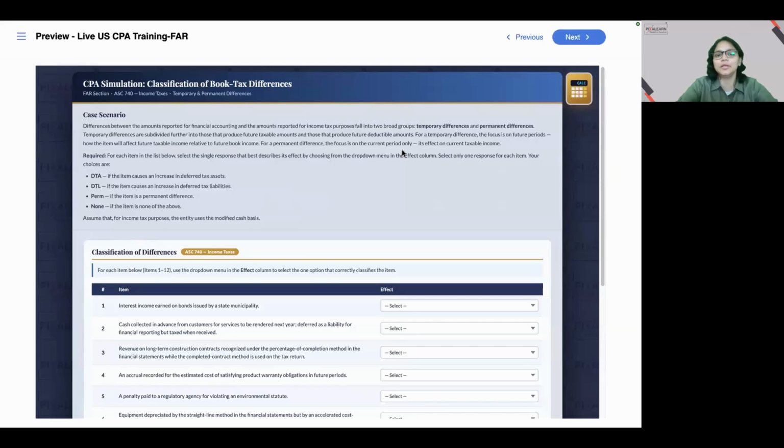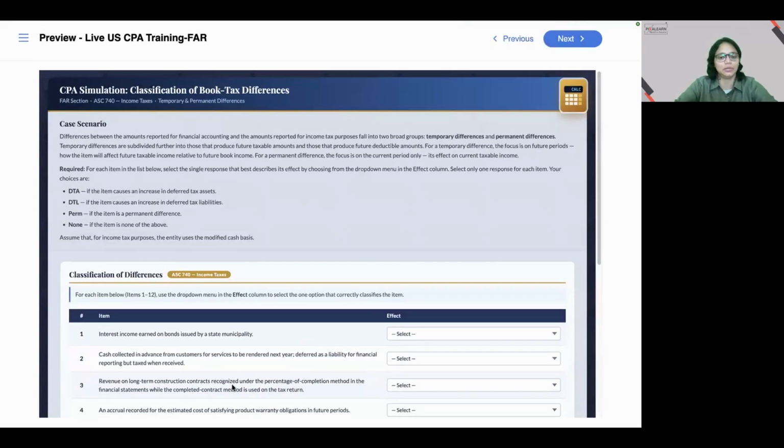Okay. Is the screen visible to everybody? Shall we start? Each one of you is going to take one question and we will finish this up, okay? Differences between the amounts reported for financial accounting and the amounts reported for income tax purposes fall into two broad categories, temporary and permanent differences. Temporary differences are further subdivided into two more categories, for future deductible amounts or for future payable amounts. For a temporary difference, the focus is on future periods. How will the item be reflected in future taxable income relative to future book income? For a permanent difference, the focus is only on the current tax period, its effect on the current year's taxable income.